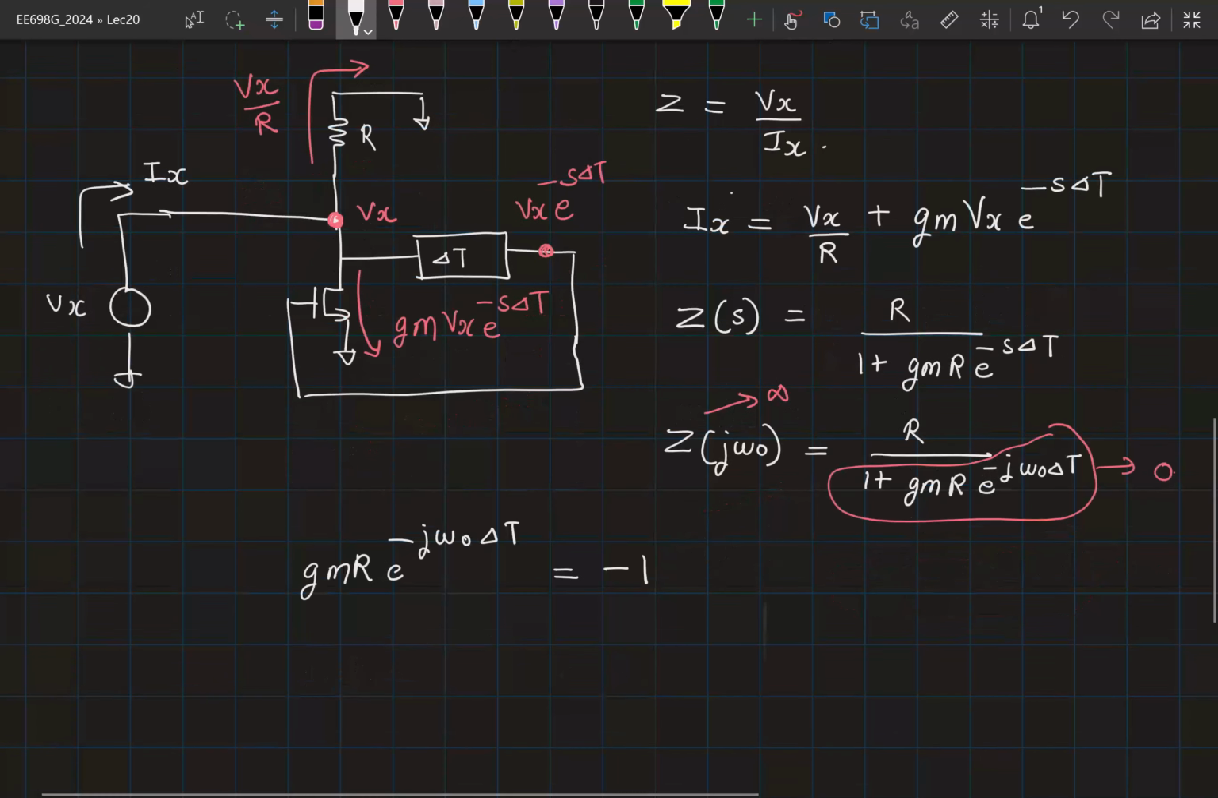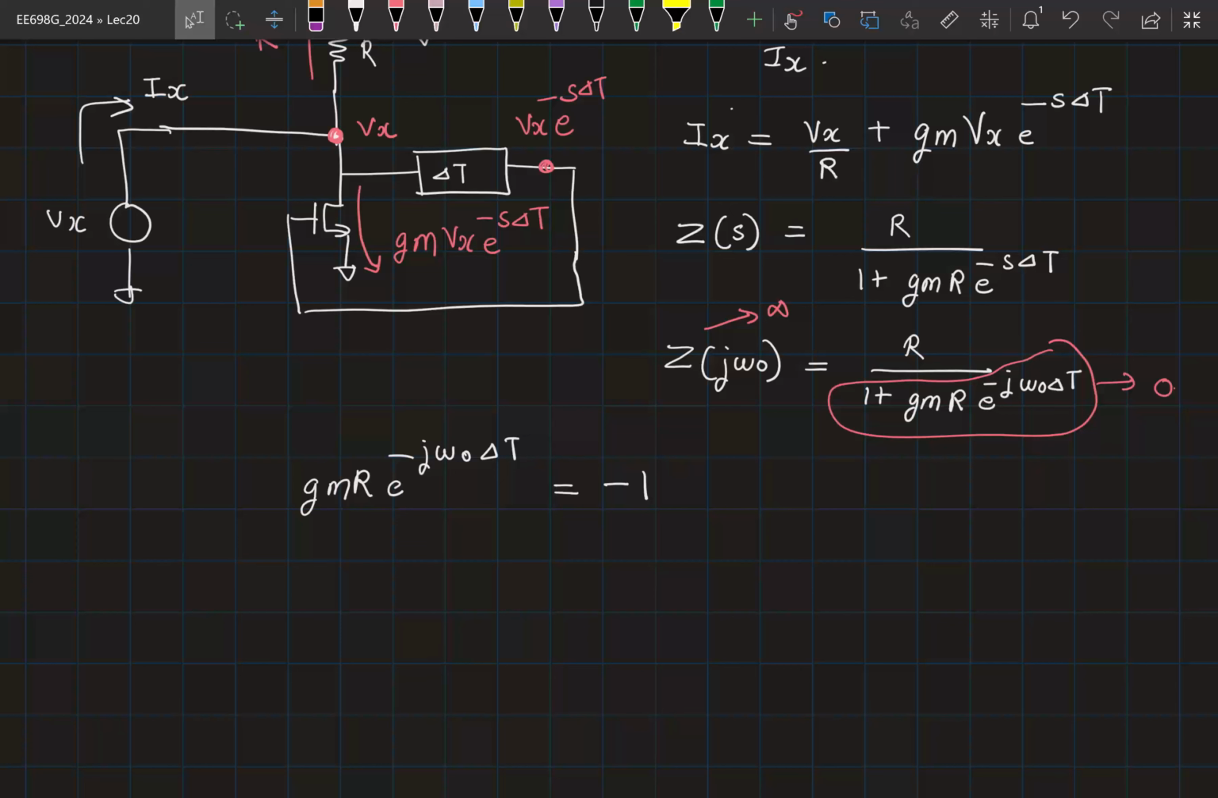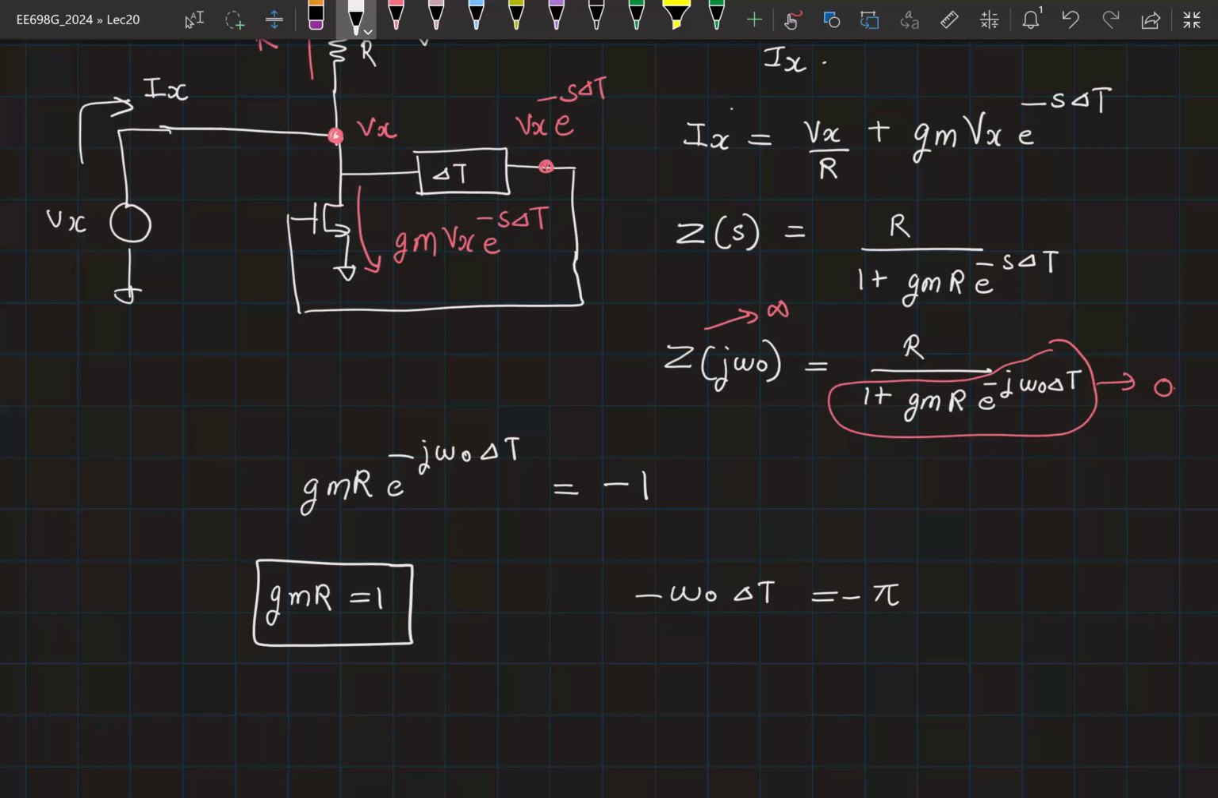Now you equate the magnitude and the phase of this on either side. So if you equate the magnitudes, you get the condition GmR should be equal to 1. And if you equate the phase, you will get the condition minus omega naught delta t should be equal to minus pi. Right? So this gives you the result that omega naught equals pi by delta t, same as the result that you obtained using method 1.